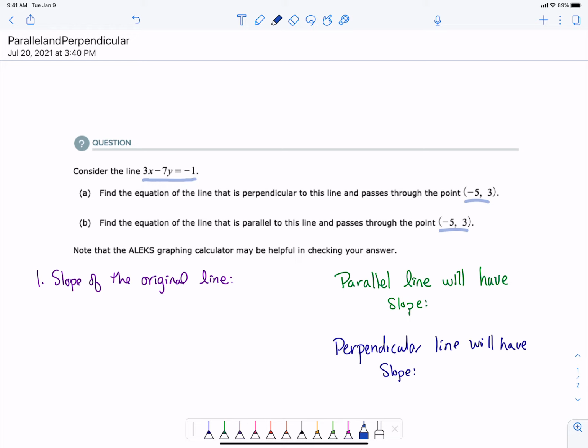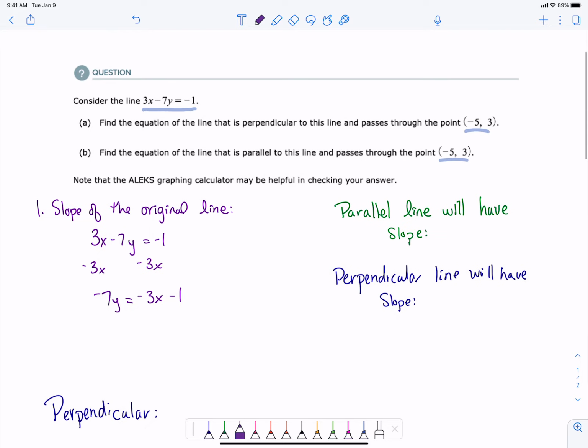So the first thing that we're going to need, number one, is the slope of the original line. It is sadly not 3. We need to be in slope-intercept form to be able to read the slope of our line right from the equation. So we need to subtract that 3x from both sides because we need to solve for y. We need to get y all by itself. And then we need to divide everything by this -7.